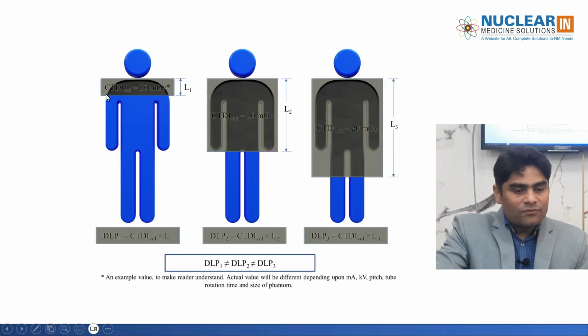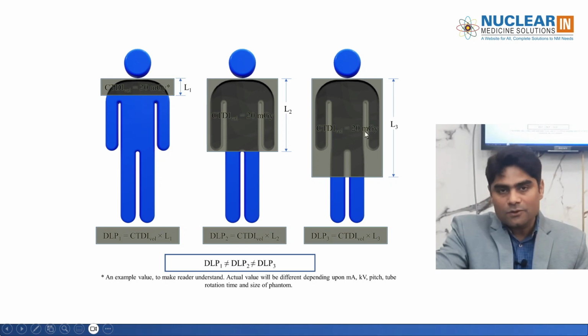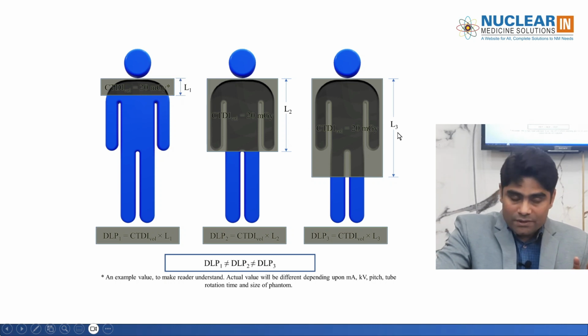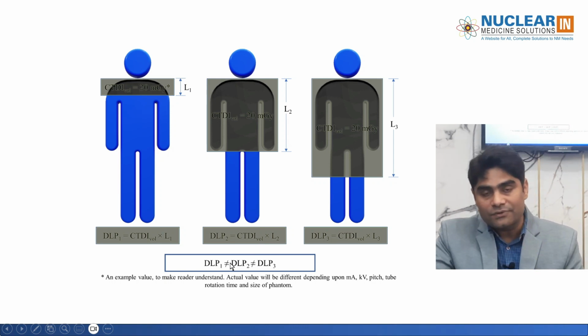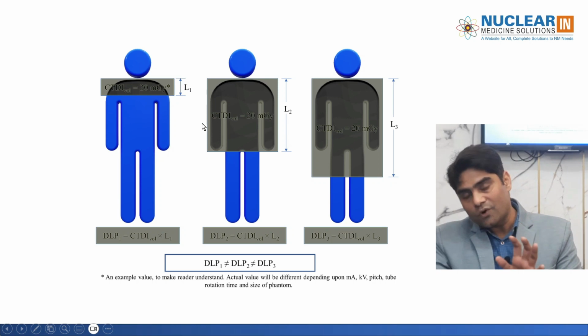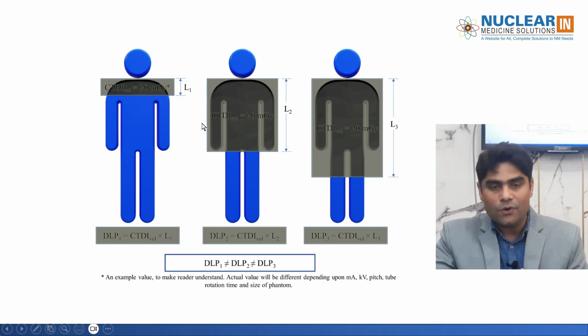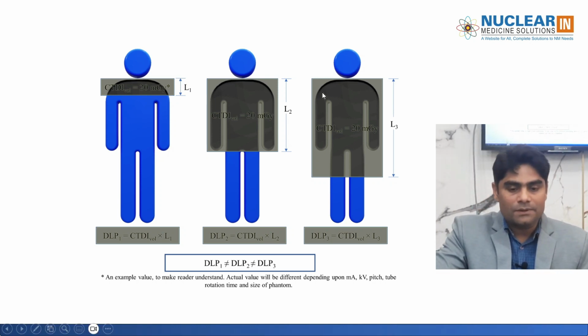See, CTDIw for this is 20 milligray, for this also it is 20 milligray, and for this scan length also it is 20 milligray, but the lengths which they cover are L1, L2 and L3, and all are different, so the DLP values will be different. DLP1, DLP2, DLP3, all three will have different values, though CTDIw was fixed for all of them and it was constant in all the conditions.